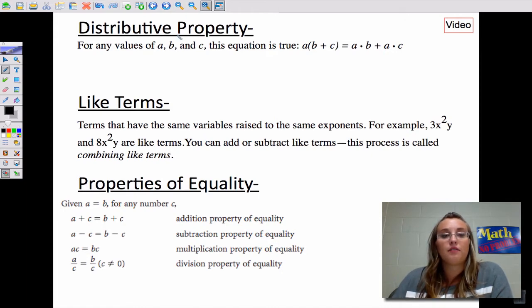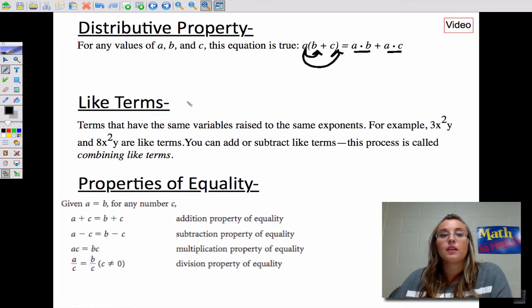So the first part of this is just distributive property. Okay? So it's saying that this equation is true. A times, in parentheses, B plus C is the same as taking A times B plus A times C.